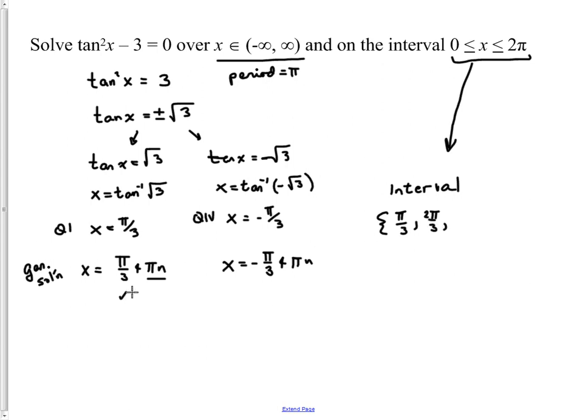If we take pi over 3 and add pi, we're going to get 4 pi over 3, and that's a solution. And then if we let n equals 2, we get negative pi over 3 plus 2 pi, and we know that's 5 pi over 3. And in fact, what we're saying is that any angle with reference angle pi over 3 in the interval from 0 to 2 pi will give us a value of x whose tangent squared is equal to 3. And so that's it. That's exactly what we wanted right here, and so we're done.